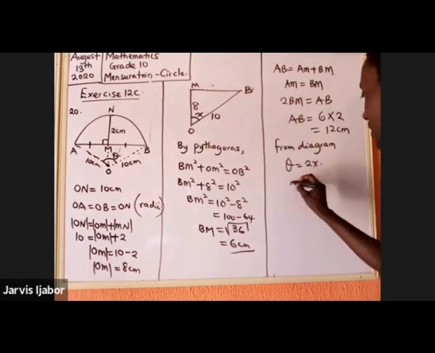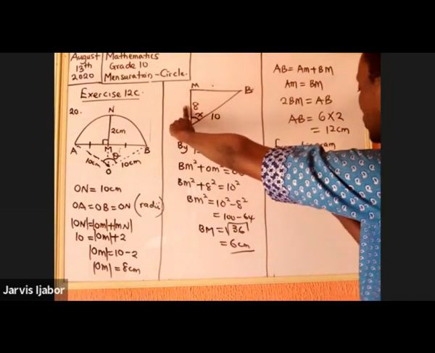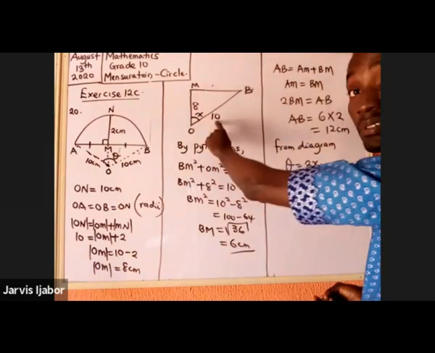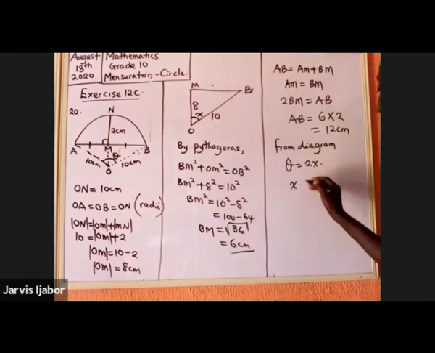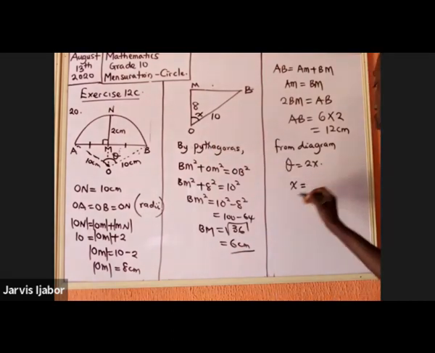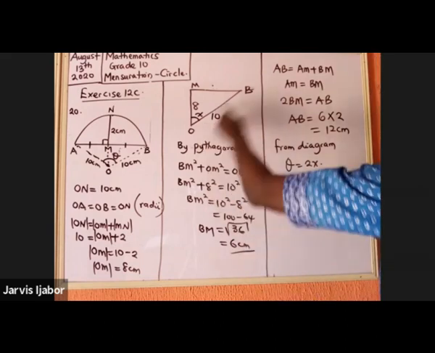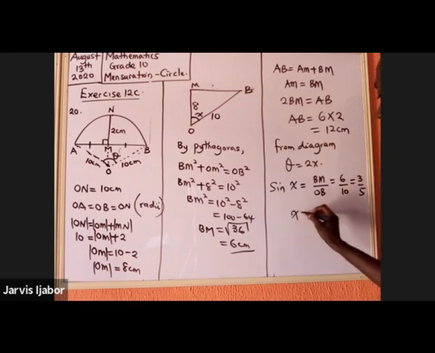So x will be what? We can use adjacent over hypotenuse, or we can use opposite over hypotenuse. So sine x will be equal to BM over OB, which will be 6 over 10, and that is 3 over 5. All right, so x will now be sine inverse 3 over 5.